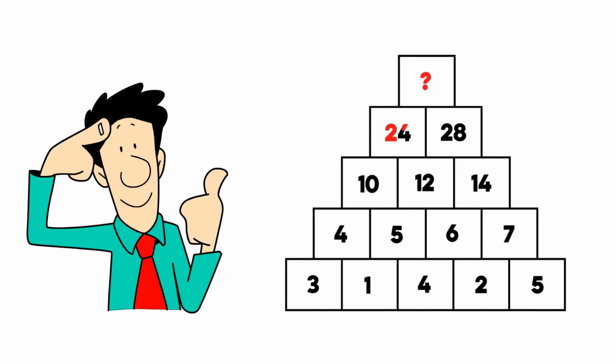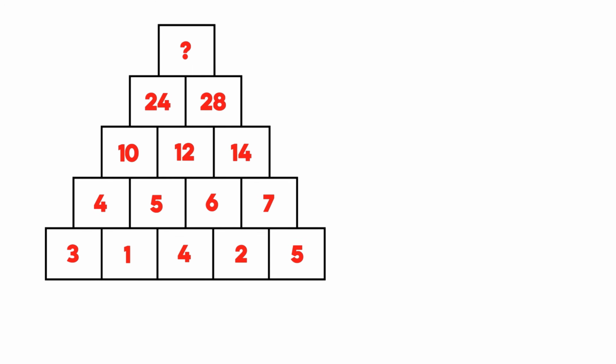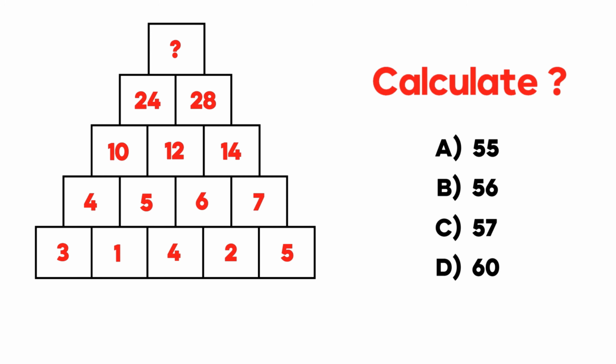The next layer contains numbers 24 and 28. Layer below this contains numbers 10, 12, and 14. Next layer has 4, 5, 6, and 7. And the last layer has numbers 3, 1, 4, 2, and 5. You're presented with 4 different choices for the missing number.